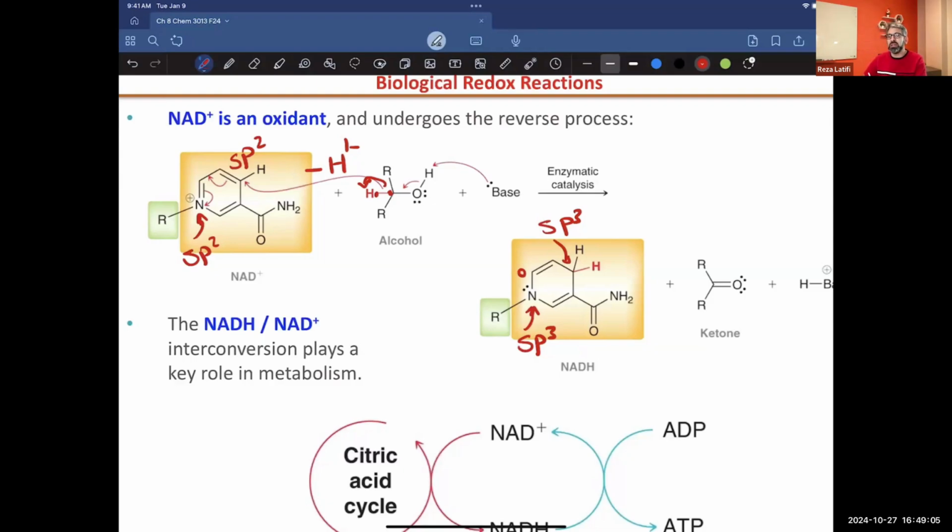So what does it mean? It means we rebuilt the NADH. So this reducing agent can now be used to reduce another ketone or aldehyde. Okay, so NAD plus will oxidize alcohol, and depending on whether it's primary or secondary, it can turn it to aldehyde or ketone. And while this is happening, we will get NADH back.